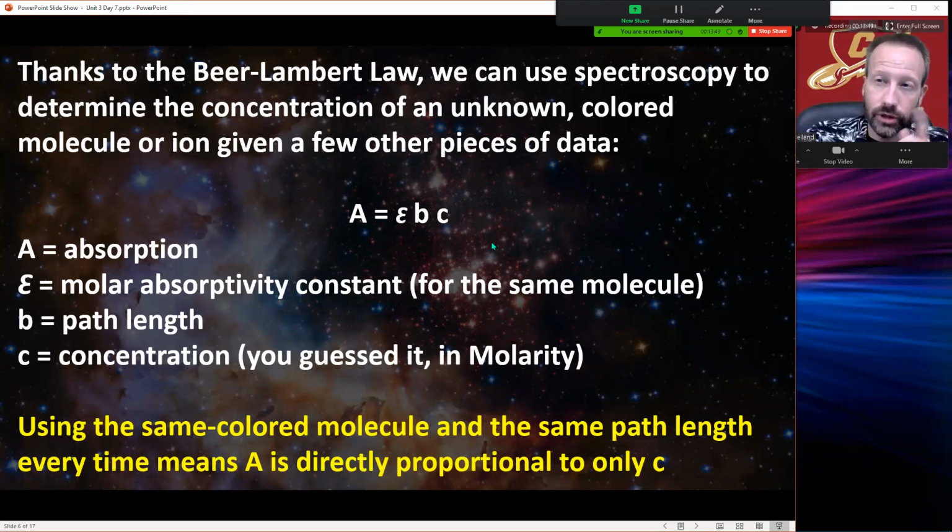You don't need to memorize the equation for the AP exam, but it is on the formula chart, so it's something to be aware of. What you really need to be aware of is in spectroscopy, the greater the concentration, the greater the absorption, or the more it absorbed, the more I can infer it was concentrated. That's what they're going to care about.